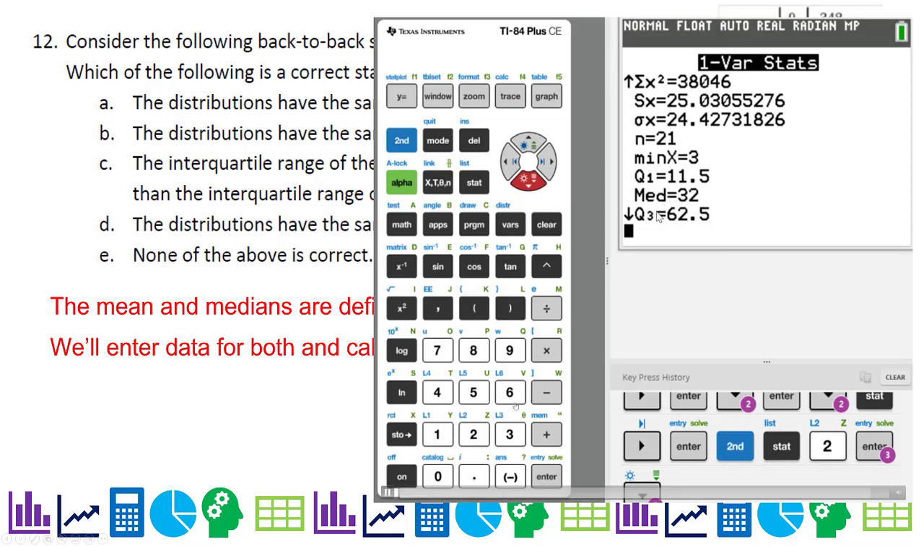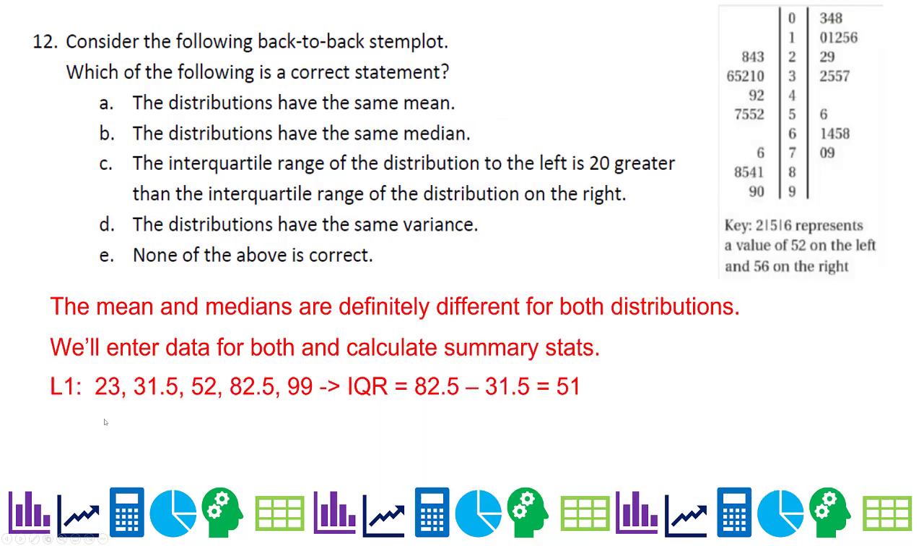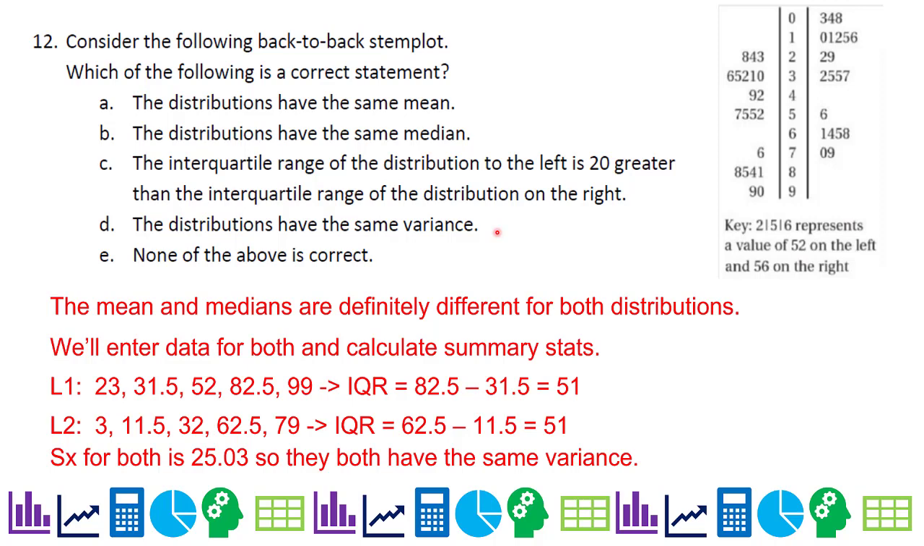So the only one that is correct is that the distributions have the same variance. Why? Because they have the same standard deviation. So again, here are our list 5-number summaries for both lists. And there's the IQR calculation right there. And then we have list 2, and you can see they have identical IQRs. And as you saw, we had the exact same standard deviation. And remember that variance is just standard deviation squared. So they have the same variance.